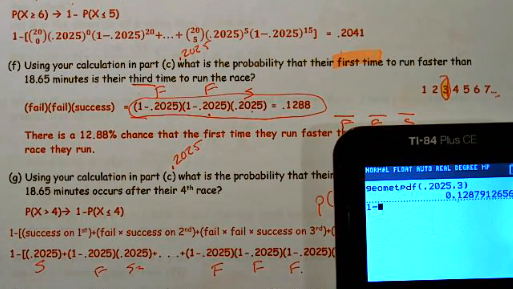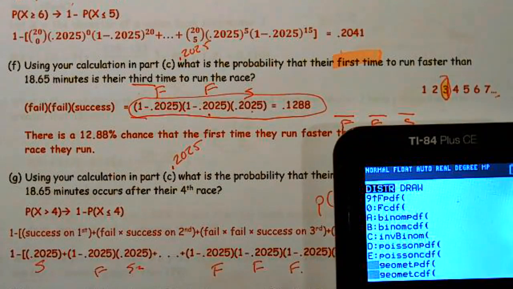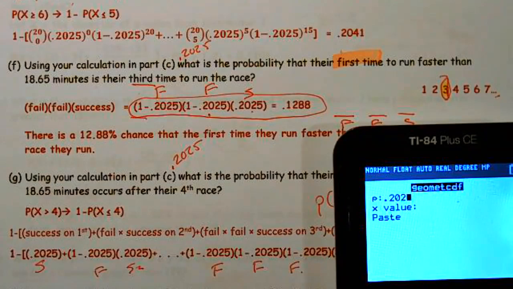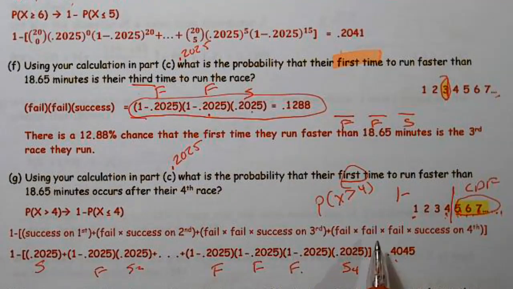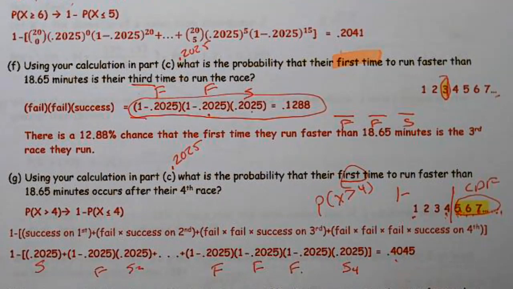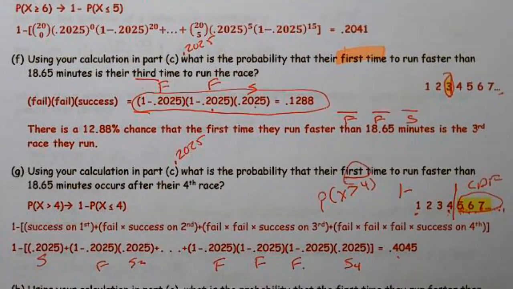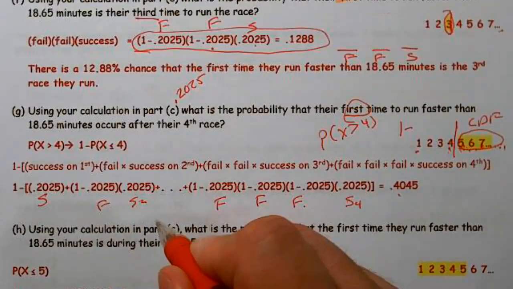You know what? I'm going to start over on that. 1 minus second vars, geometric CDF, P is 0.2025, X is 4. And we get 0.045. So there's about a 40% chance, they're saying, that it's after their fourth time running, that it didn't occur during the first 4. It occurred after the first 4. Which means it's almost 60% chance it occurred among the first 4.